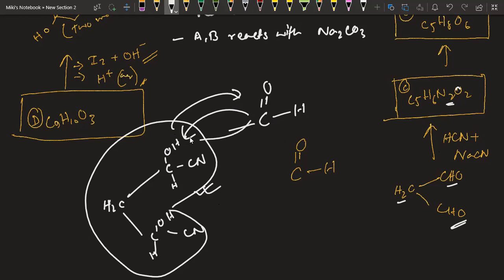Then the reverse is what? Reduction reaction, obviously, isn't it? So this is the reduction reaction happening. At the same time, cyanide is also being added. Okay.